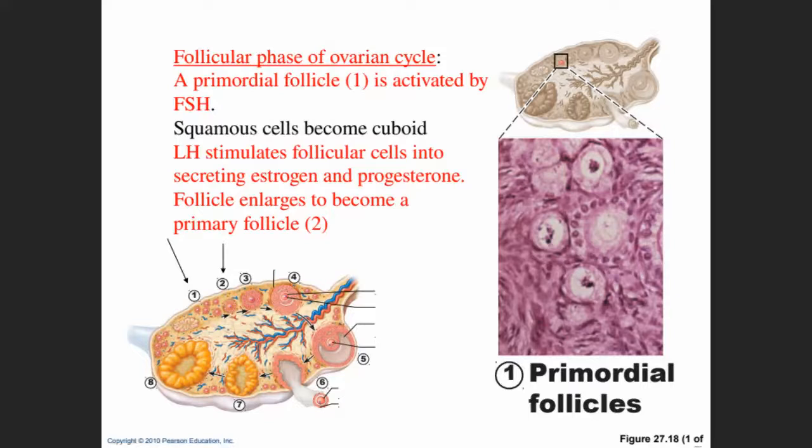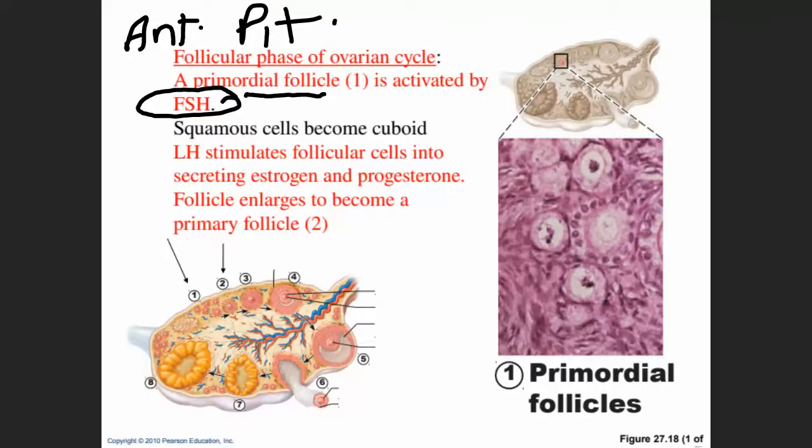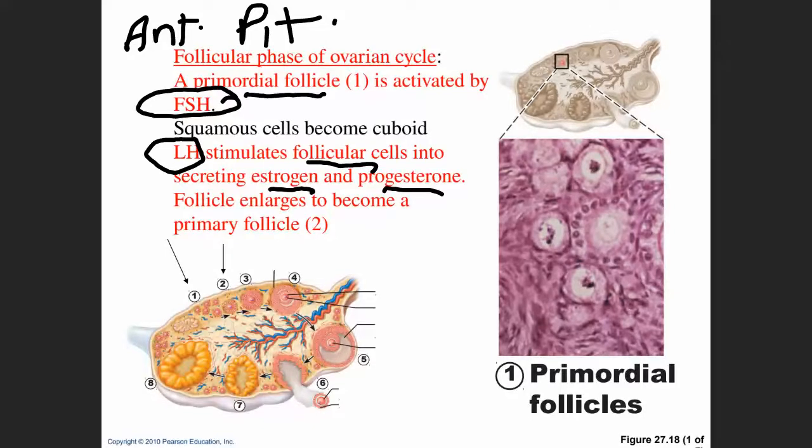So between days 1 and 14, we have the follicular phase of the ovarian cycle. And this is the place where the primordial follicles are activated by FSH, which is being secreted by the anterior pituitary. LH, on the other hand, is also being secreted, and it stimulates follicular cells into secreting the female sex hormones, estrogen and progesterone. The follicle continues to develop and enlarge to go from a primordial follicle into a primary follicle.